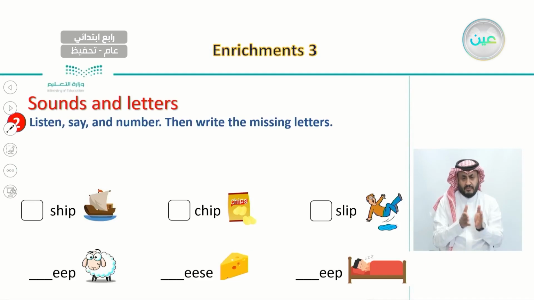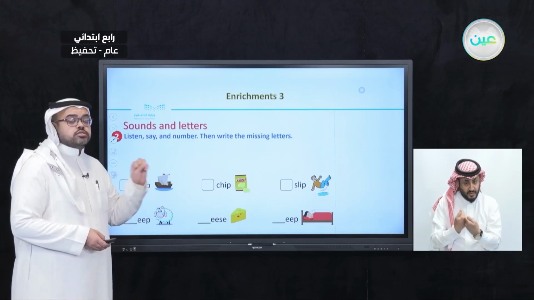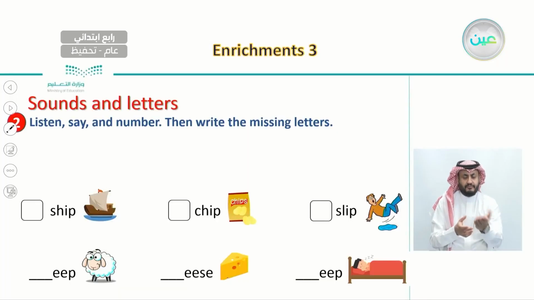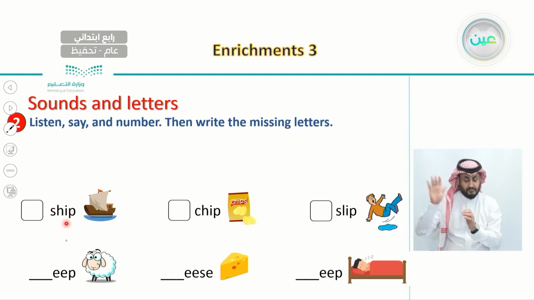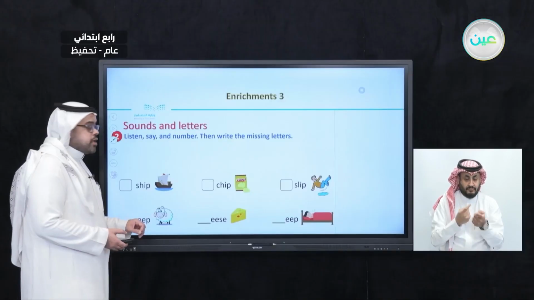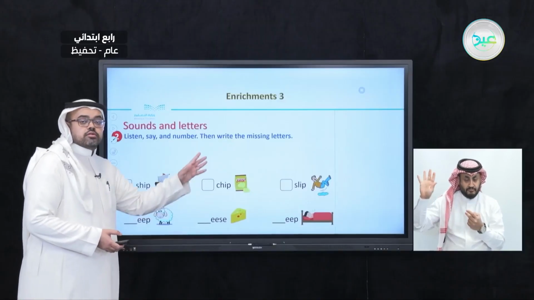And also we had sounds and letters where we listen and say certain words. For example, as you can see, we said that there are certain letters that make different sounds. For example, S and H make the sound of sh, ship. And C and H make the sound of ch, chip. And also S and L make the sound of sl, slip. So here we have ship and chip and slip.